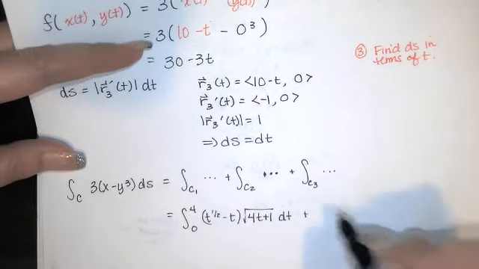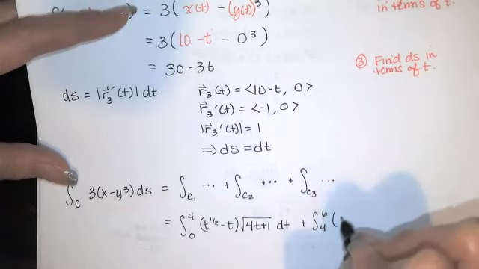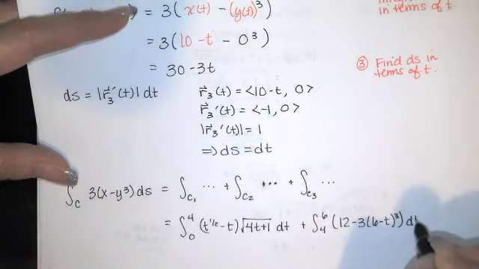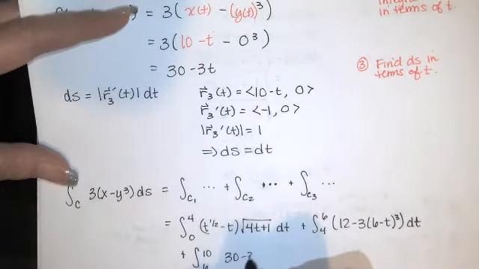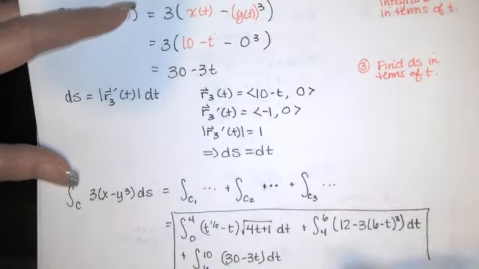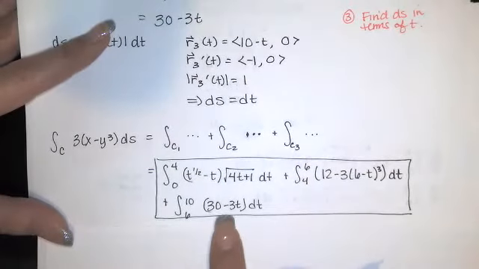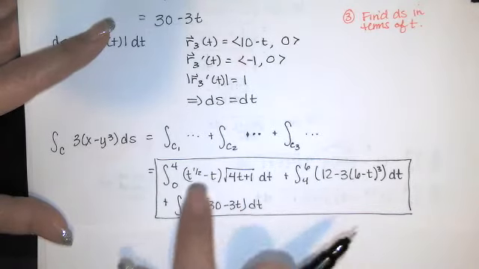And the line integral over C2 became the integral from 4 to 6 of 12 minus 3 times the quantity 6 minus t cubed dt. And then the line integral over C3 happened to be the integral from 6 to 10 of 30 minus 3t dt. And that can be evaluated with a U substitution. That's just a simple power rule. And this may be integration by parts, but it was going to be too tedious for this video.